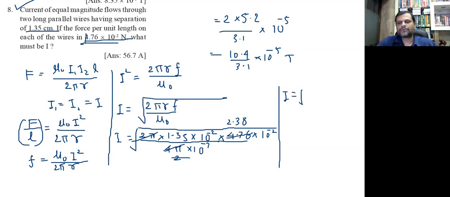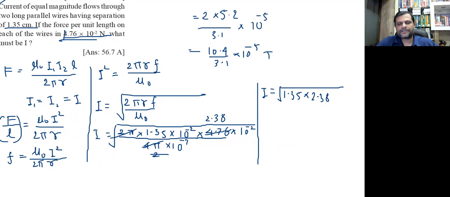I is equal to root of 1.35 into 2.38, and that is multiplied with 10 to the power what? Calculate it carefully. This 10 raised to minus 2 and this 10 raised to minus 2 make 10 raised to minus 4, and the 10 raised to minus 7 below goes up as 10 raised to plus 7, and 7 minus 4 becomes 10 raised to 3 only. Hence we can say this will be 10 raised to 3 here. So we have to just take the square root of this.